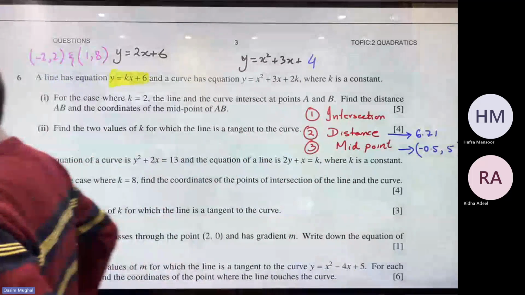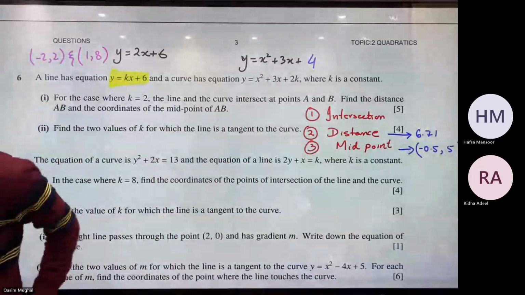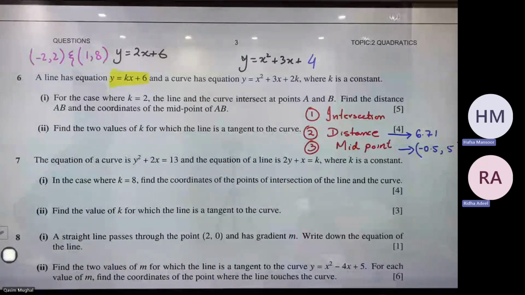ठीक है हफ्सा, रिदा. Okay. Yes. कहाँ तक हुआ है रिदा? बच्चे आपसे तीनों हो गए या अभी इंटरसेक्शन पॉइंट्स निकले? I'm done till the distance and I'm doing the midpoint. ग्रेट, शाबाश. I've done the distance as well. शाबाश, चलें करें, शाबाश.